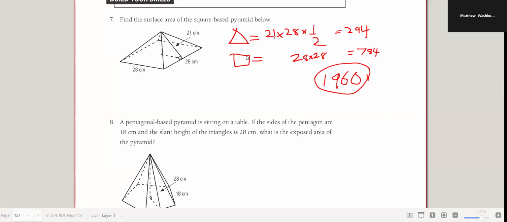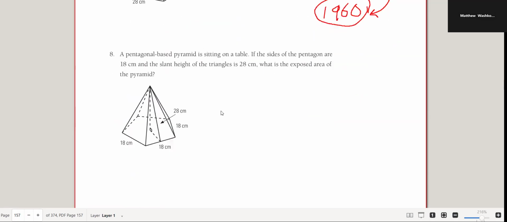Okay, so for this one here, you know what? Your triangle, 21 times 28 times a half, base times height times a half. 294 is one of them. Then your square, 28 times 28. All you do is add up 4 of these bad boys. You add it into 784, you get this. Now for this one here, it is a pentagon. Pentagon, right? 1, 2, 3, 4, 5 sides. So what's this one? We got to find the area of a pentagon. What the heck?